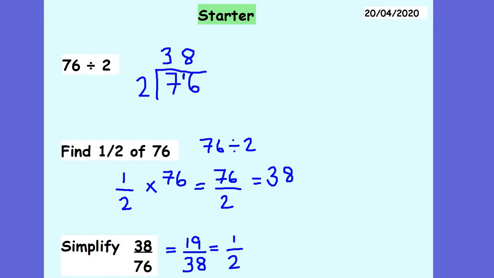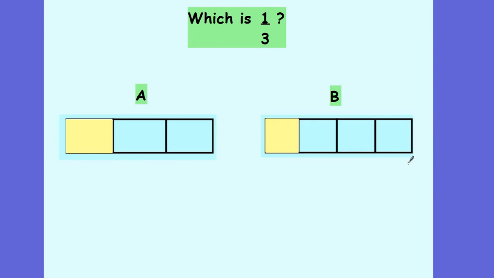So moving on to today's lesson. Question 1 for you. Feel free to pause the video. Which of these is a third? Is it A or B? Write down your answer now. The answer I was looking for was A. A represents a third. I've got 3 boxes, that's my denominator, and I've highlighted one of them. 1 out of 3.